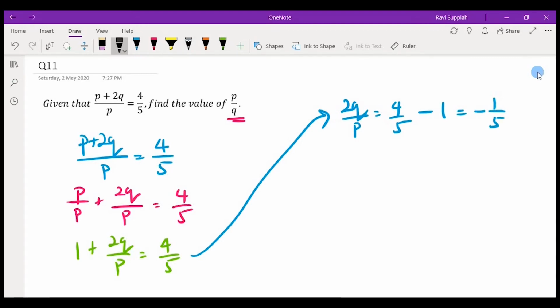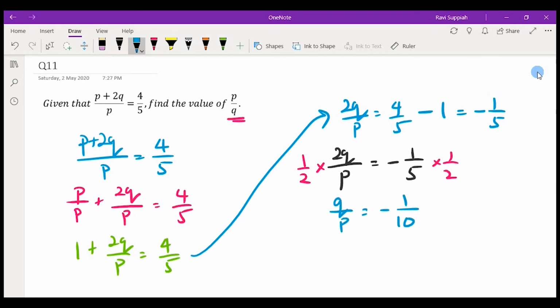Okay, so let me write it again one more time here. 2q/p = -1/5. Alright, to get rid of the 2 here, I can multiply it by a half. So if I multiply the left hand side by half, I multiply the right hand side by half. So what I have left is q/p = -1/10.